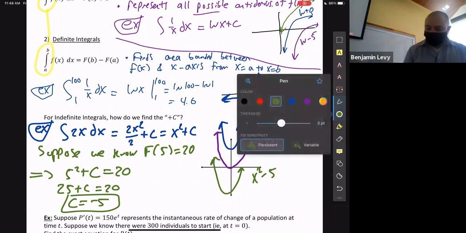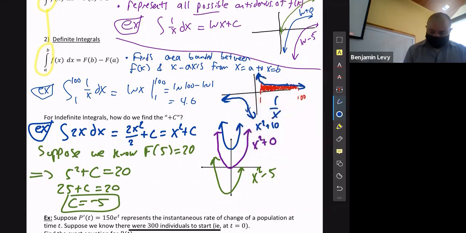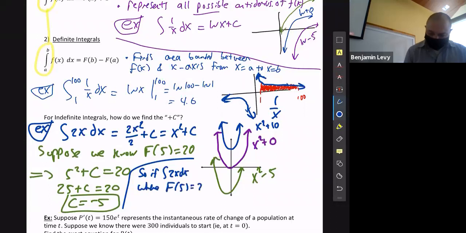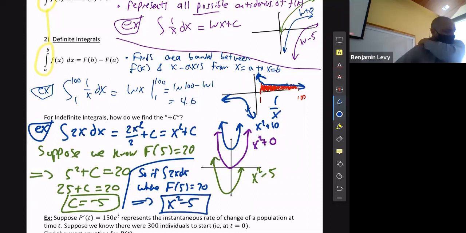So the takeaway here is, if we wanted to integrate 2x dx and we knew f of 5 is 20, then the answer ends up being x squared minus 5 as our integral. That's our capital F.